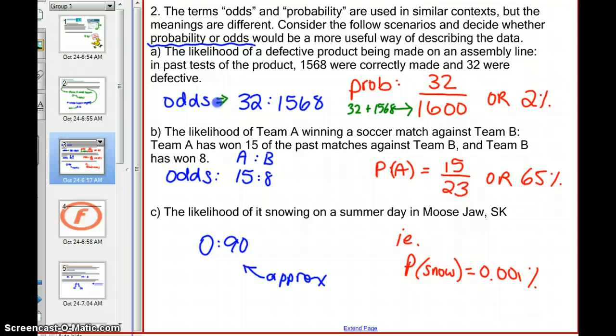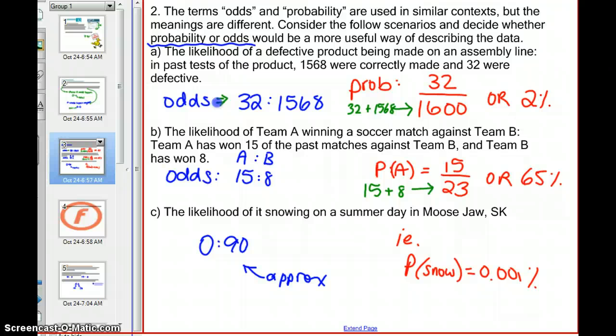For B, we have team A won 15, team B won 8. So for odds, you could write that 15 to 8 if you're talking about team A to team B. For probability, it'd be 15 out of 23, because again, 23 is the total, or 15 plus 8. So approximately 65%. Now in this case, you could probably use either. When you're talking about scores and games and winning and things like that, it's often odds though that is used.